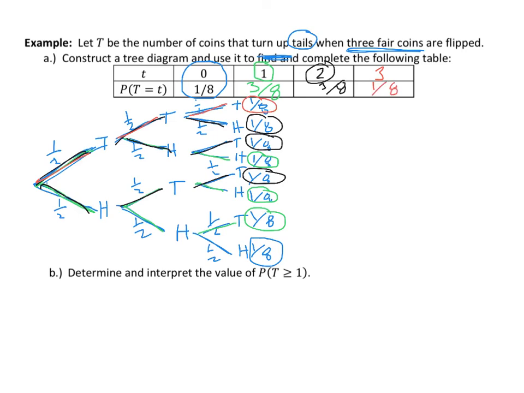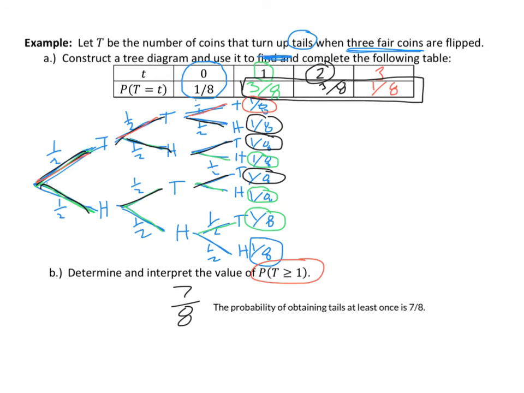And then the very last thing: determine and interpret the value of the probability of T being greater than or equal to 1. Remember, T represents the number of tails that we get. So this question is really just asking, what's the probability that I got at least 1 tails? To answer this, I just need to add up all the things that are 1 or higher in my table. This is going to be 7/8. So we have a 7 out of 8 chance of obtaining at least 1 tails.